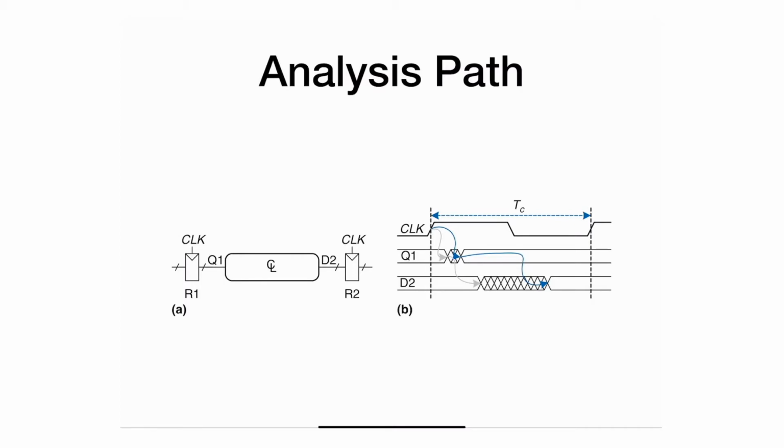So this generic system, I do have some sort of a register here or flip-flop. You can think about it this way. It doesn't matter, it's the same. And I have another register here, R2. And in between them, I have a combinational circuit. That's CL for combinational logic.